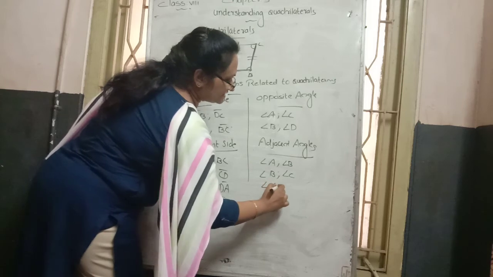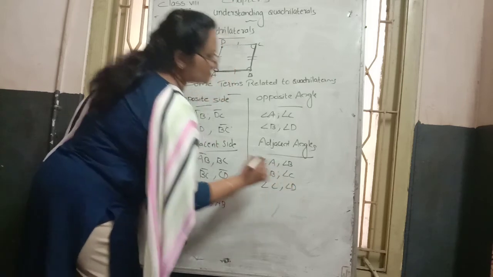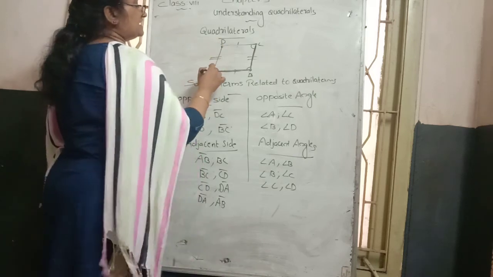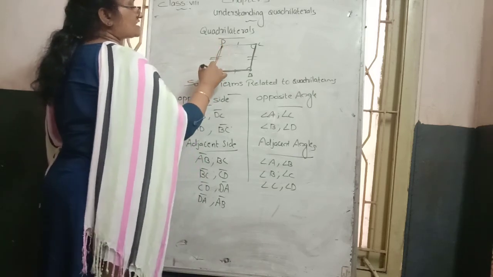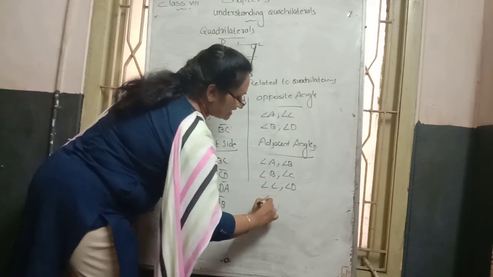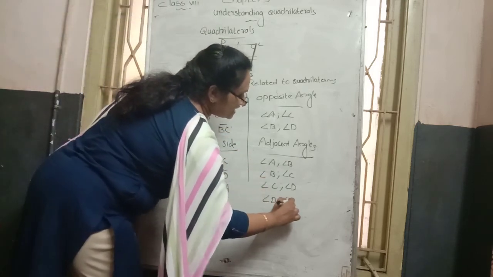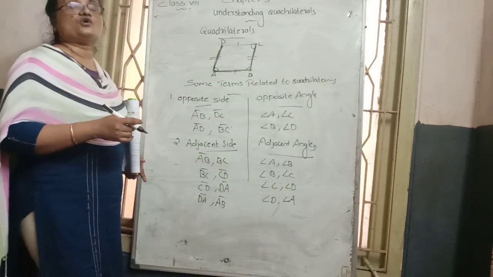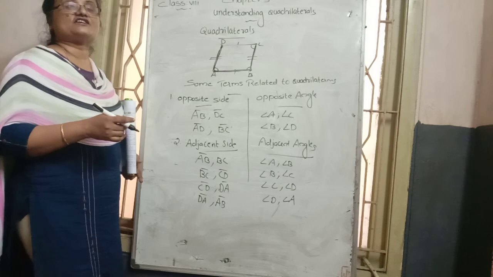That's why we can write the next pair of adjacent angles, angle C and angle D. Both angles are on the same side of line DA. That's why we can write angle D is adjacent to angle C. In such a type, how many can we write? 4 pairs of adjacent angles we can write.